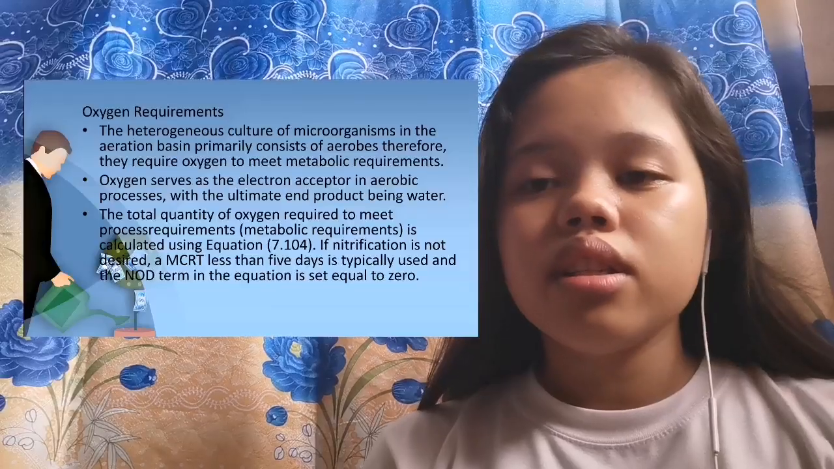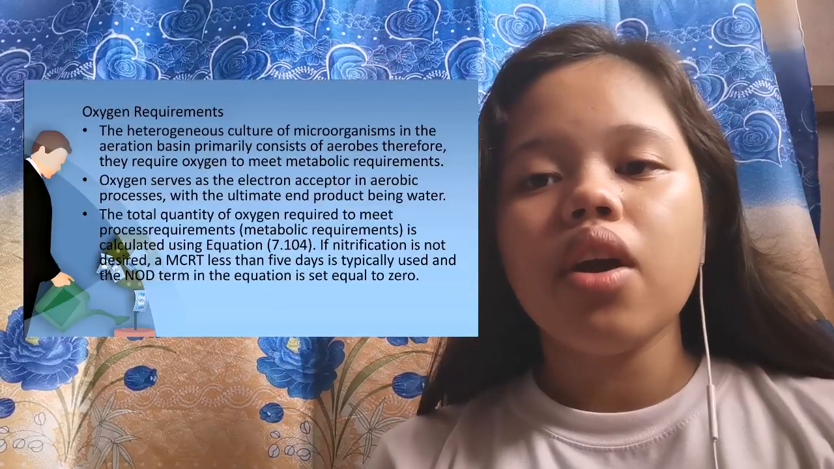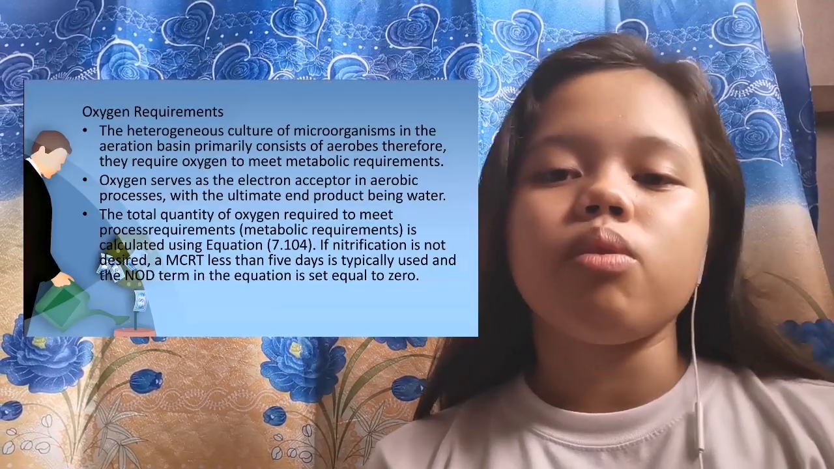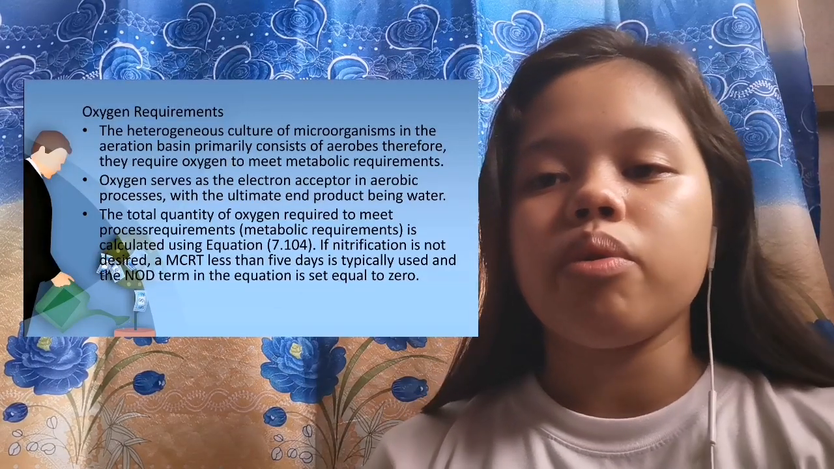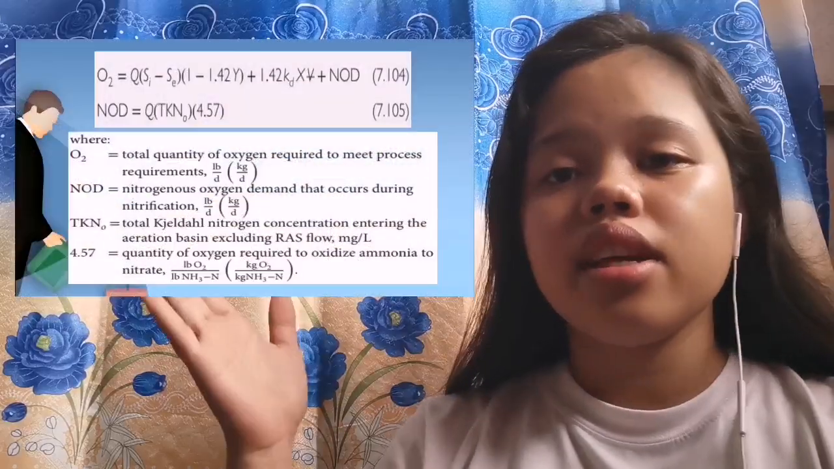If nitrification is not desired, a MCRT less than 5 days is typically used, and the NOD term in the equation is set equal to 0. And this is the equation.